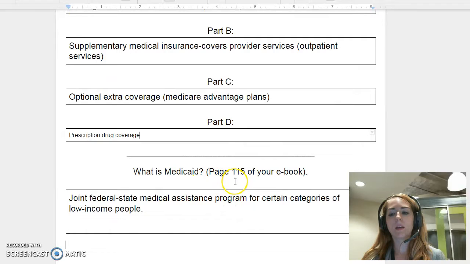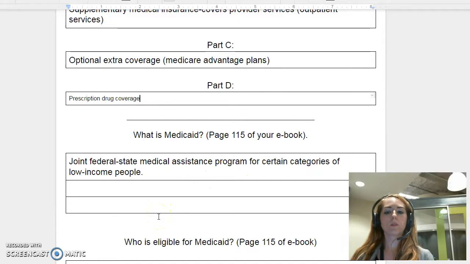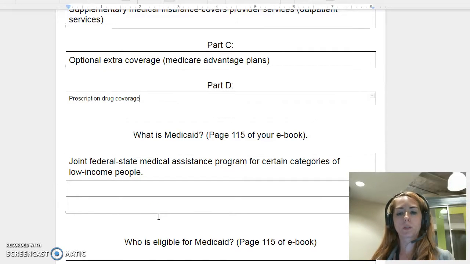Your book talks about Medicaid on page 115. Medicaid is a joint federal-state medical assistance program for certain categories of low-income people. It's joint federal and state because each state has some control over its Medicaid program. With the Medicaid expansion that happened a few years ago, some states had the choice, and some chose not to participate and not to expand their Medicaid programs, while others expanded their income eligibility. So it is a joint federal-state program.